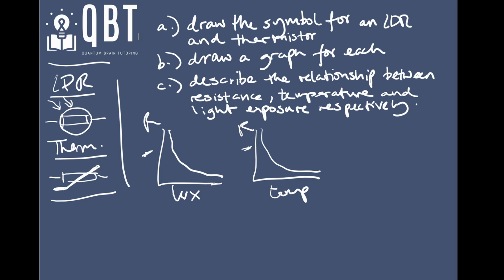Then part C is: describe the relationship between resistance, temperature, and light exposure respectively. What is the relationship between resistance and light intensity in an LDR, and between resistance and temperature in a thermistor? We can look at the graphs to describe this. In an LDR, as light intensity increases, resistance decreases. In a thermistor, as temperature increases, resistance decreases. That is how we would use our knowledge of LDRs and thermistors to answer those questions.